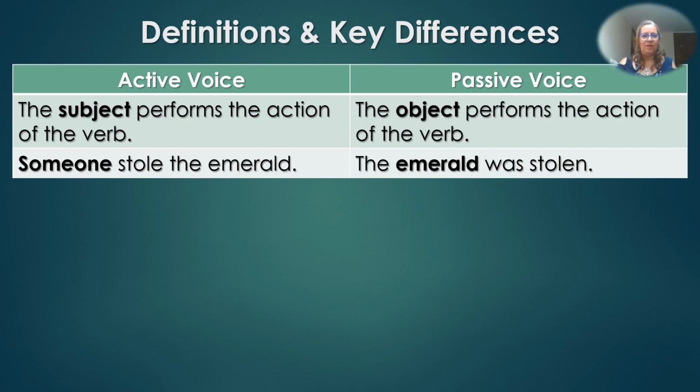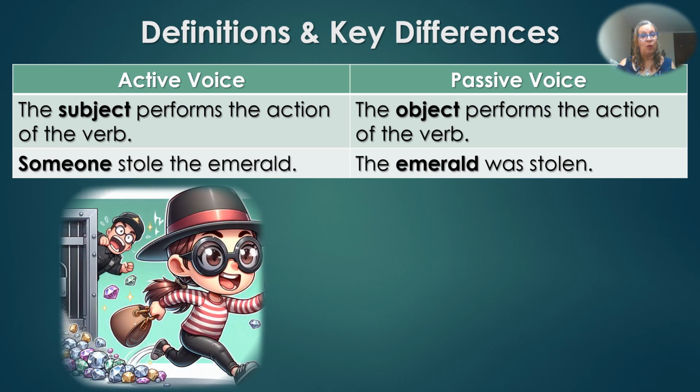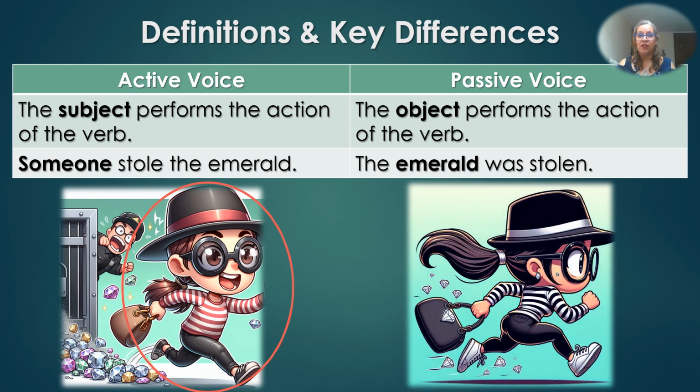Active voice. The subject performs the action of the verb. Someone stole the emerald. The object performs the action of the verb in passive voice. The emerald was stolen.